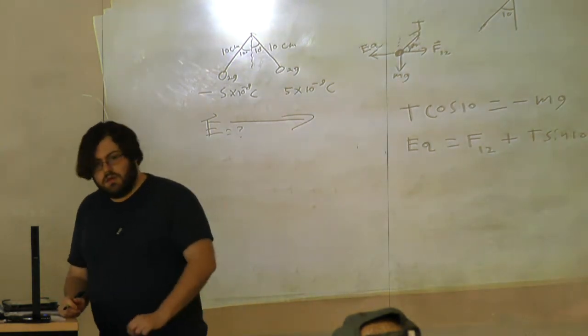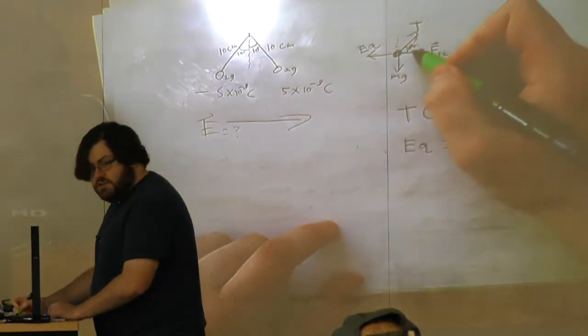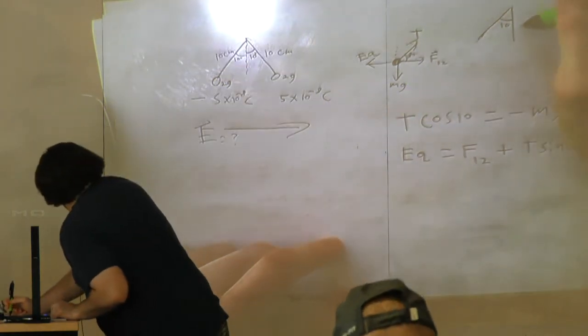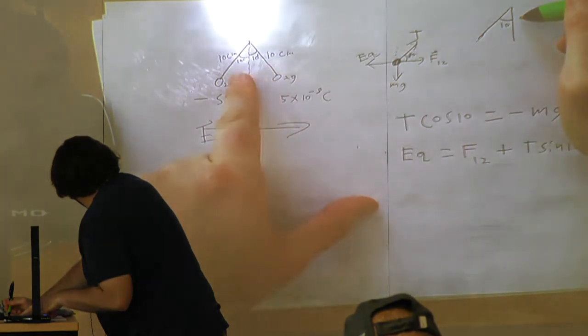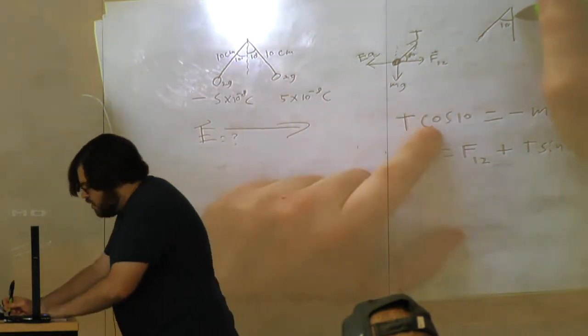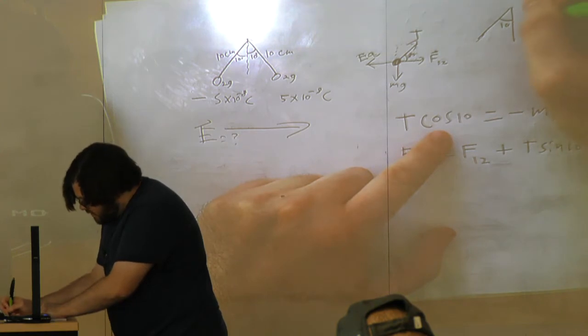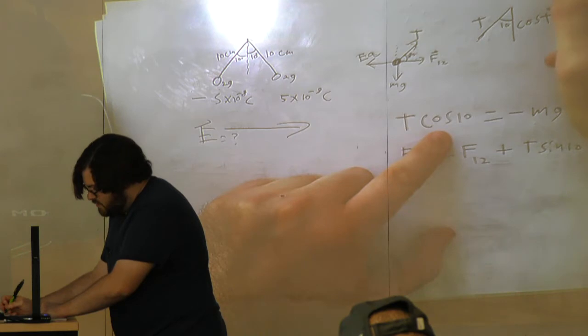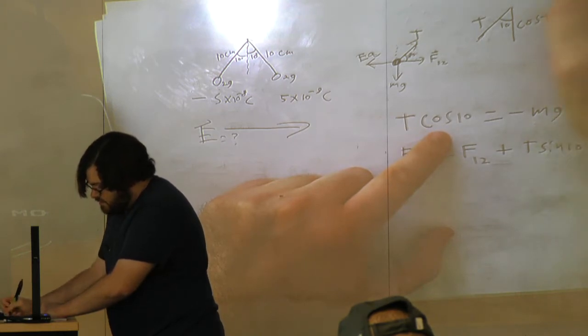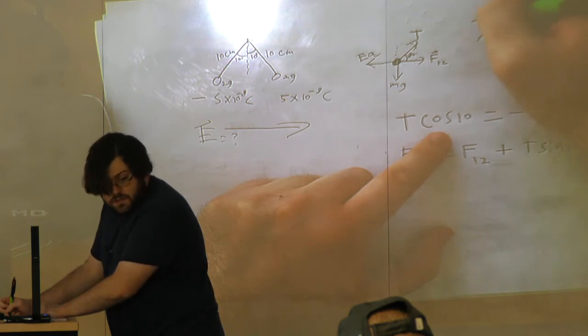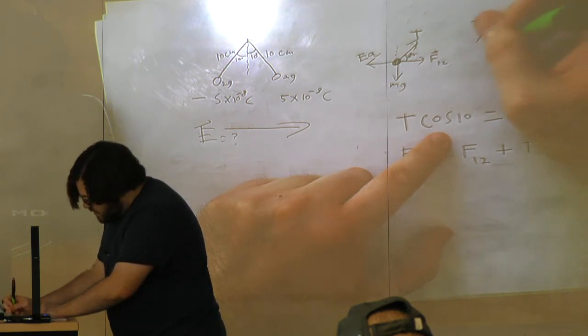80 degrees. Well, I could have chosen to use the 80, but this is the angle that's 10, right? It's this one right here. So if I do cosine, that's going to give me this side, right? Like this is cosine. So if this is tension, this is cosine tension, right? Because cosine is adjacent over hypotenuse, right? So this is going to be T sine 10.